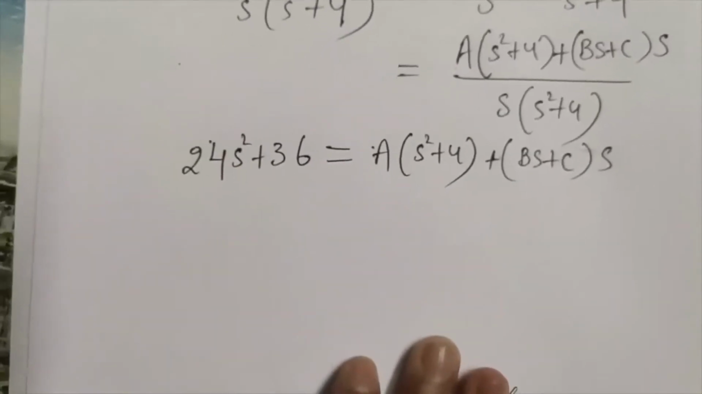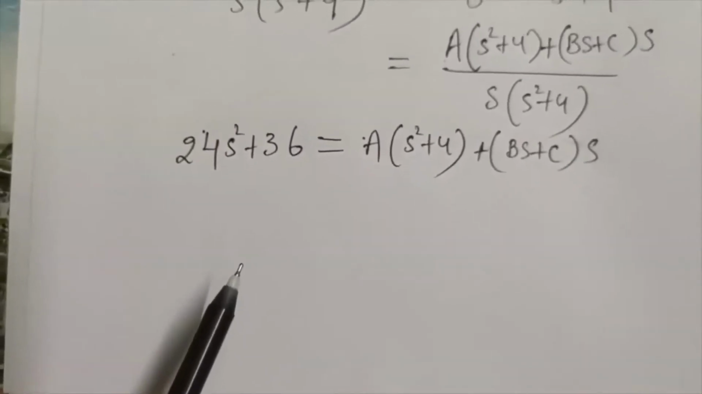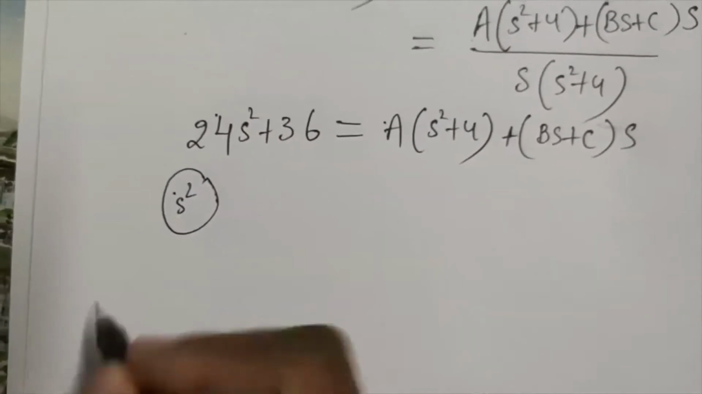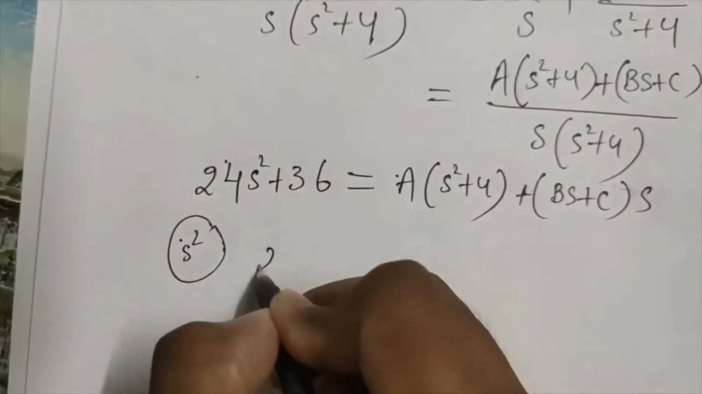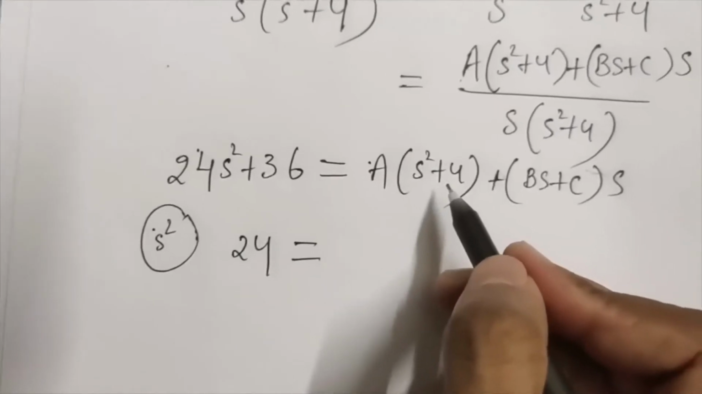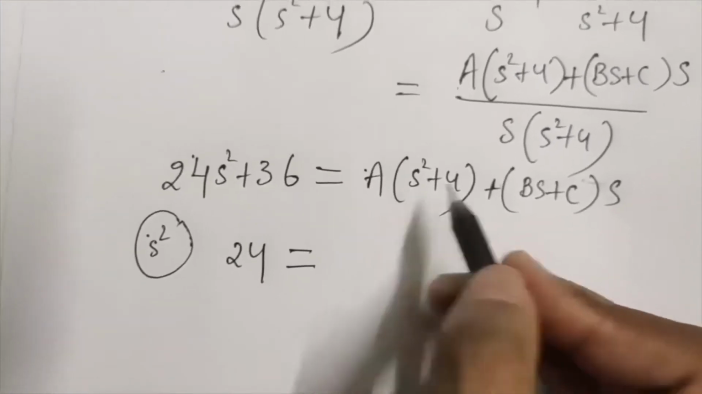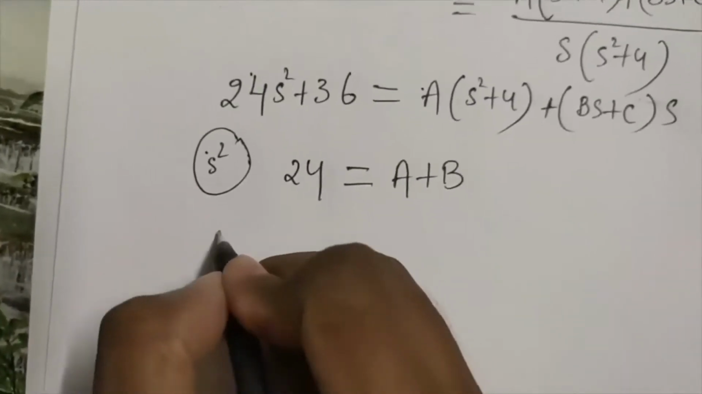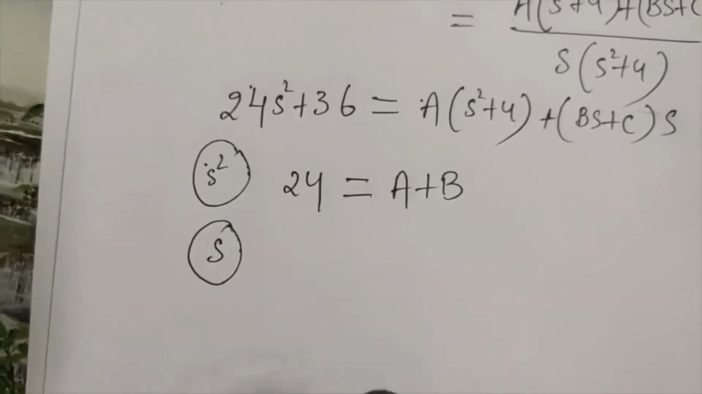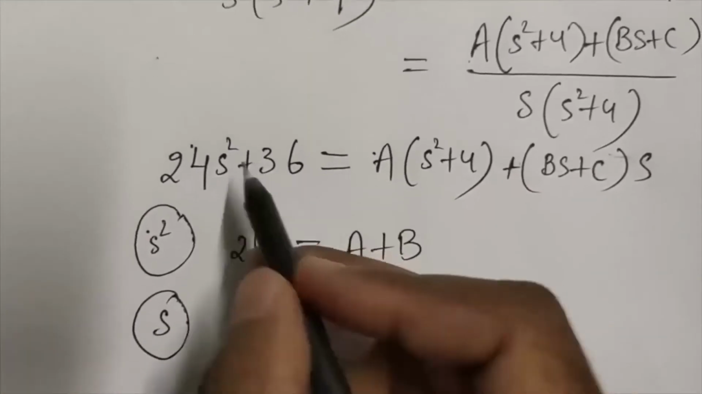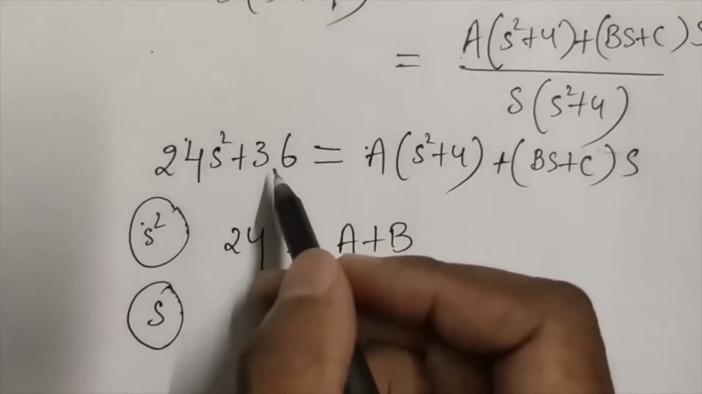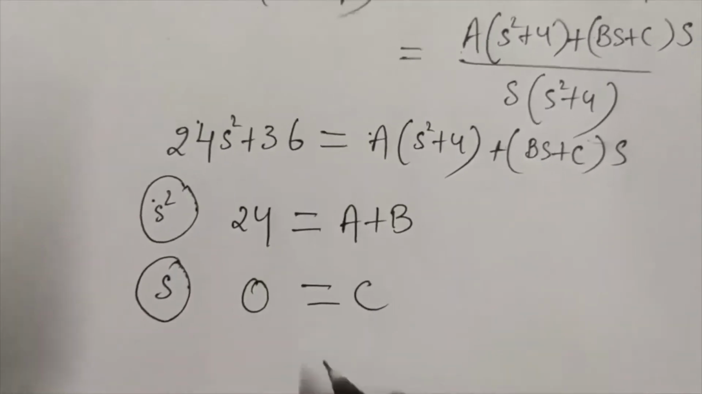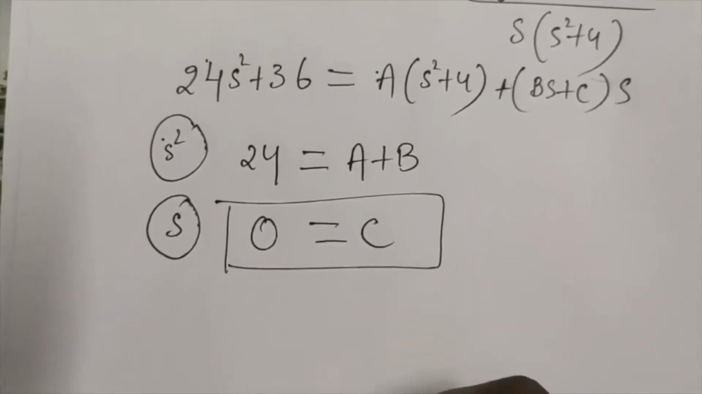Now I will compare all the coefficients on either of these sides. First, let me compare the coefficient of S square on both sides. Here on the left hand side I have 24. On the right hand side the coefficient of S square is A plus B. Now the coefficient of S on either side of the expression. Here there is no coefficient of S, so the value is 0. On the right hand side the coefficient of S is C. So directly we have got the value of C, which is equal to 0.